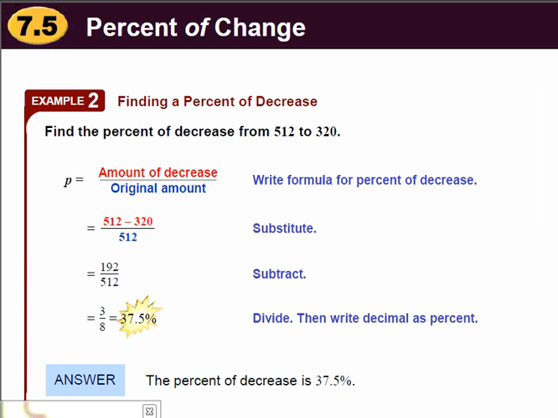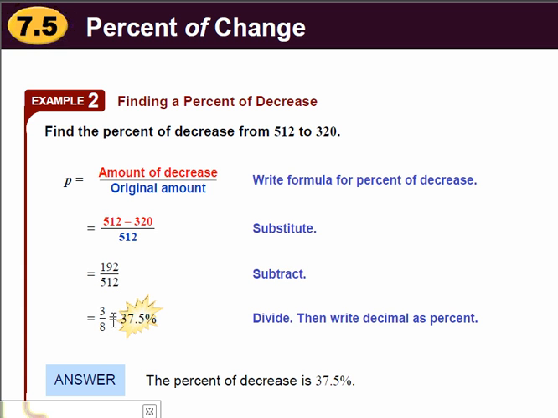Okay, our example now is percent of change. So we're going to find percent of decrease. The percent of decrease from 512 to 320. So we need to find the amount of decrease, and we're going to divide that by the original amount. So we're going to take 512 and subtract 320. The goal here is to always find the amount of decrease in terms of a positive, and that'll be divided by 512. So 512 minus 320 is 192, and that will be over 512.